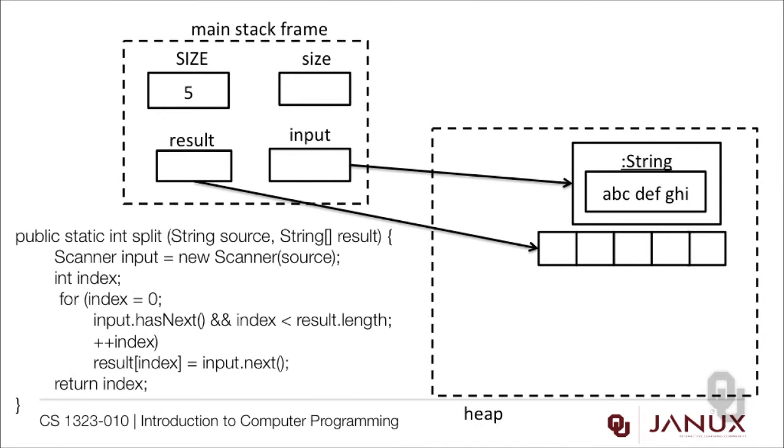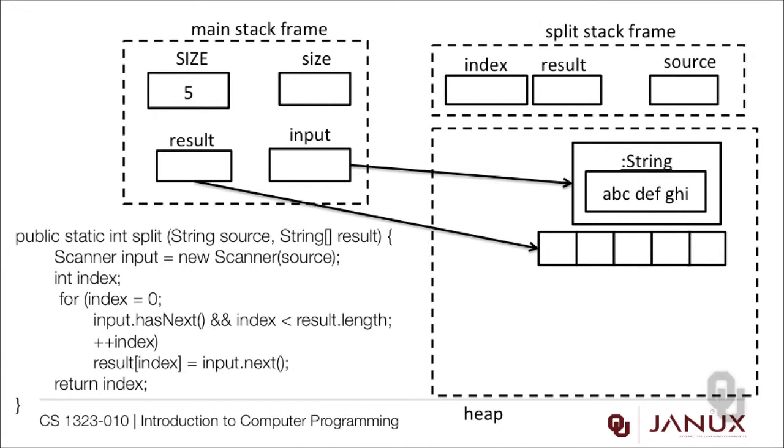Here's what happens when we call the method. Now, the main stack frame isn't going to be changed. In fact, the main stack frame isn't even active while this is being done. What is active is the split stack frame, because that's the method that's being worked on right now. So you'll notice we have places for source and result. Those are the parameter names. And also a place for index. Index is a local variable in the method. Now, I'm ignoring the scanner here because we really don't understand how a scanner works. Hope that's okay with you. So, right now, result and source are pointing to the string and the array that were previously allocated on the last slide. Now we need to pass our parameters.